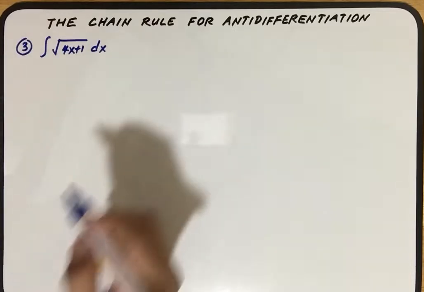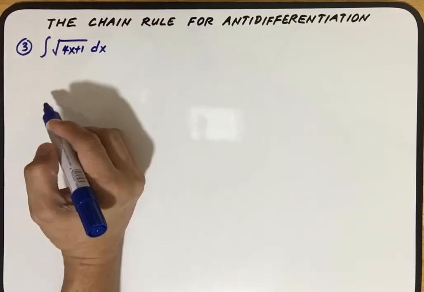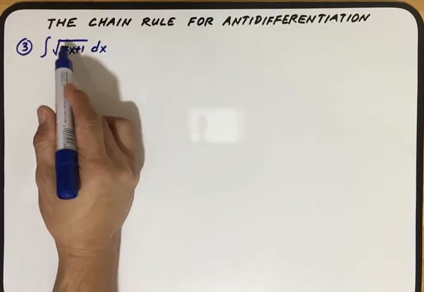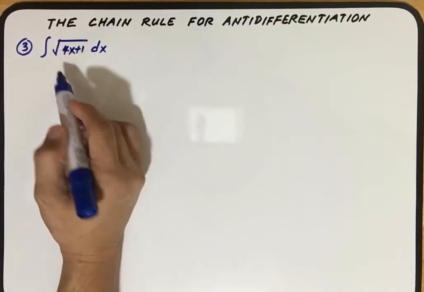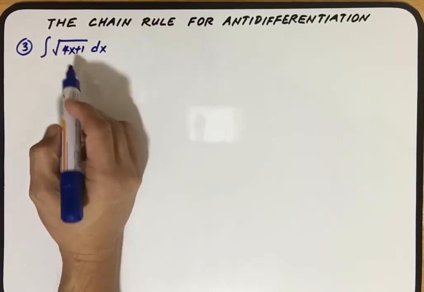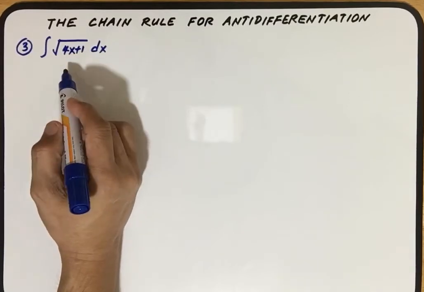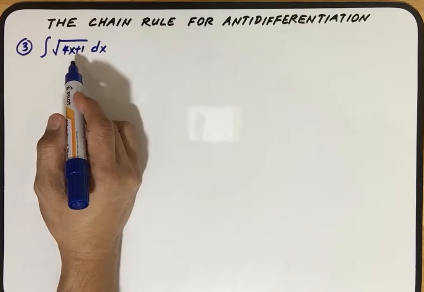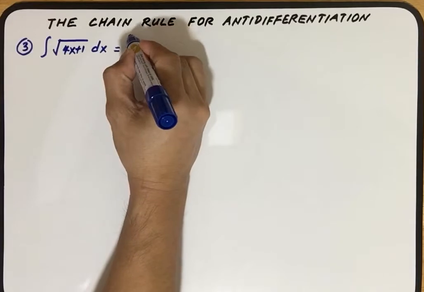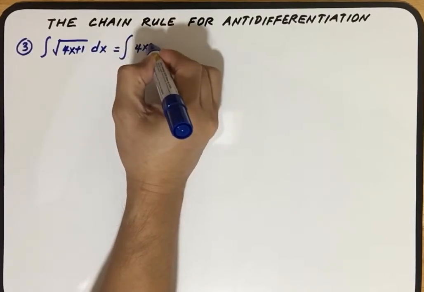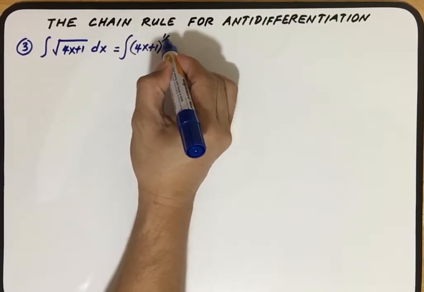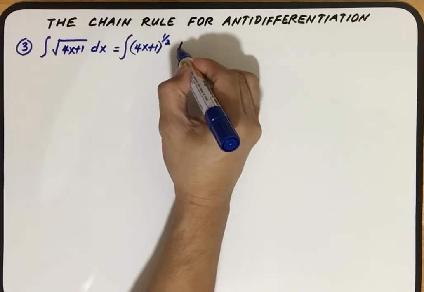Now, as mentioned before, we have to transform this radical into an algebraic expression with rational exponents, because our given is an algebraic expression that contains a radical. So we transform this into an algebraic expression that has rational exponents. We can rewrite this as the integral of 4x plus 1 raised to an exponent 1/2 times dx.